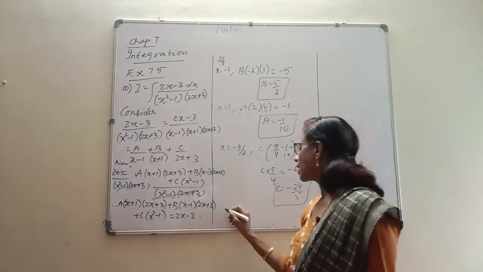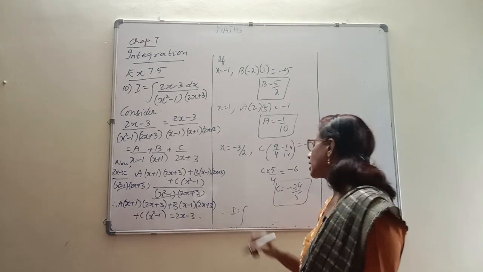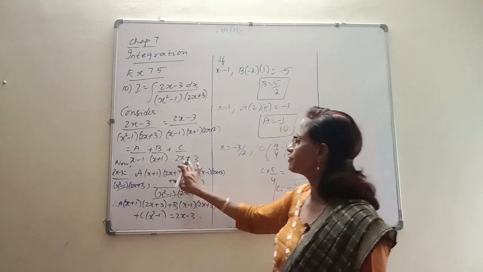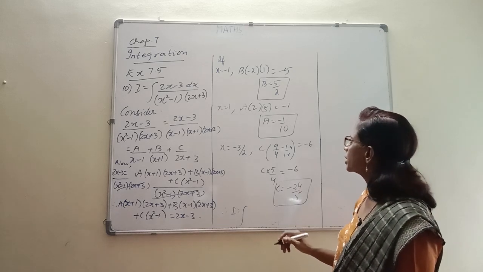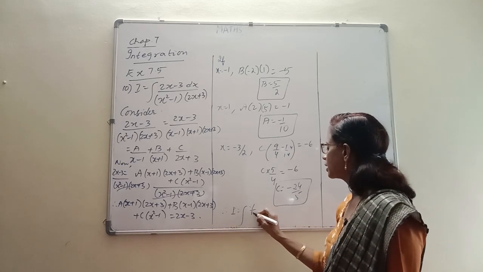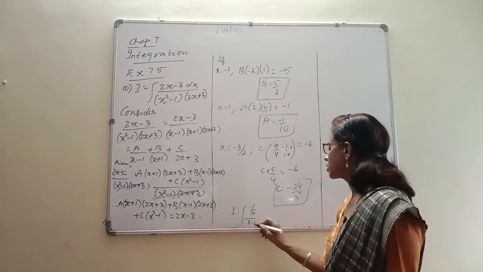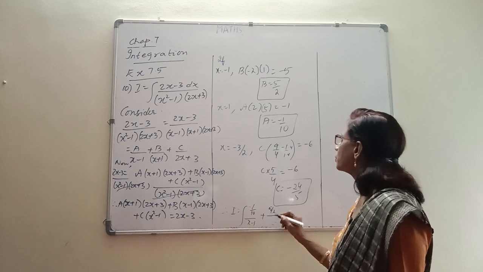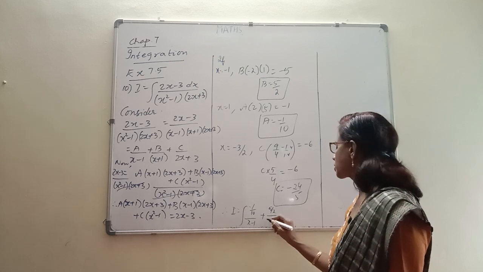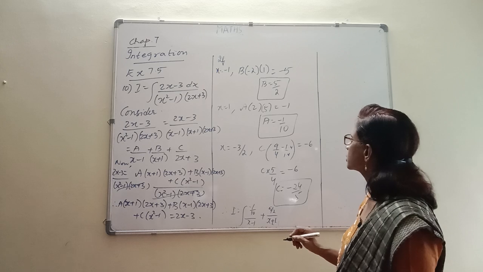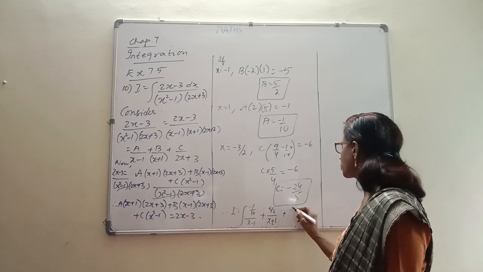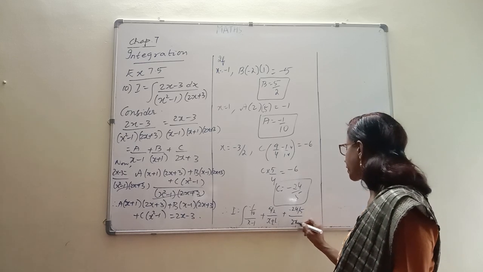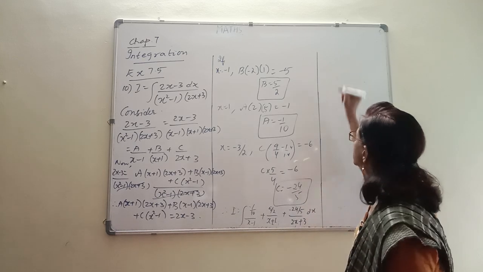So now what happens to your I? Your I becomes the integral of 2x minus 3 over this whole thing, which has become this A, B, C stuff. So A, which is minus 1 over 10, over x minus 1 first. Next, B, which is 5 over 2, over x plus 1. Then C, which is negative 24 over 5, over 2x plus 3. This is your integral.